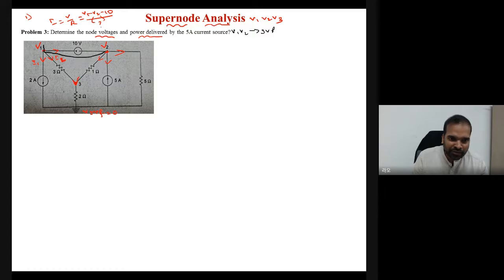Simply connect V1 and V2 like this. Okay. So if I connect, now I need to apply KCL at this supernode. Before applying KCL at the supernode, what do I have to do? Consider current is leaving. I already considered I1, I2, and this is my I3, this is I4, and this is I5. So if I apply KCL at the supernode, what will I get? I1 plus I2 plus I3 plus I4 plus I5 equal to 0.